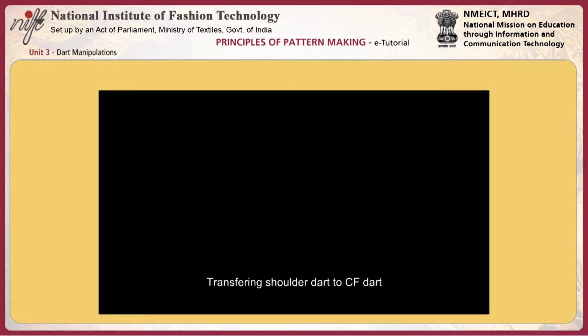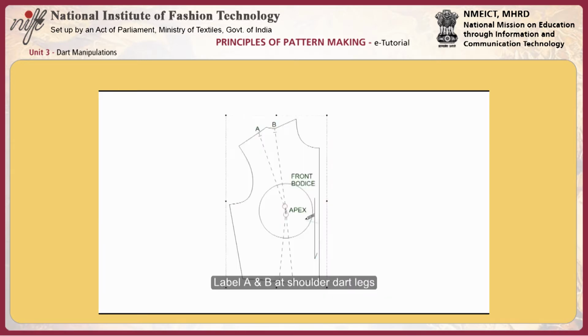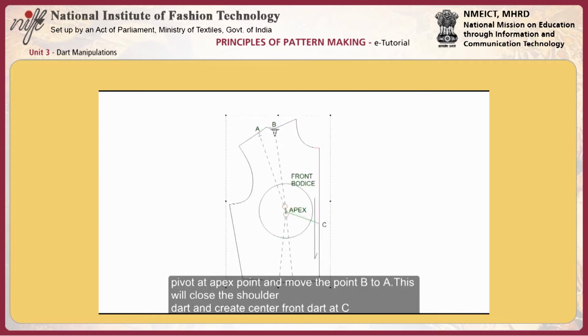Connecting shoulder dot to center front dot. Label A and B at shoulder dot legs. Mark the dot point at center front and label C. Slash C to apex point. Pivot at apex point and move the point B to A. This will close the shoulder dot and create center front dot at C.